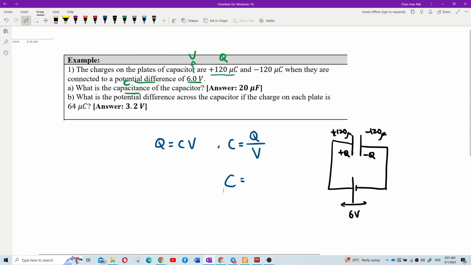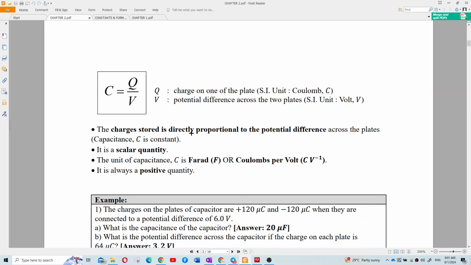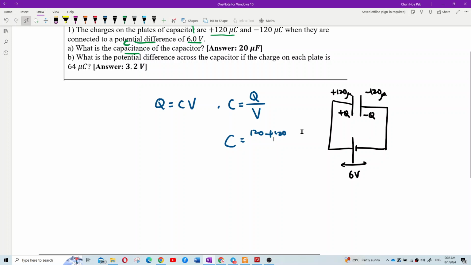Capacitance. Do you use 120 plus 120? No. Look at the notes, class. You see? Q is the charge on one plate only, not both plates. Just use the charge of one plate. Don't use the charge of both plates. Charge of one plate only. Okay?